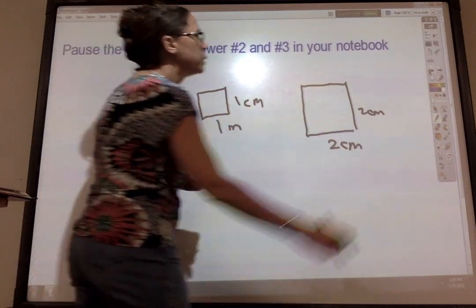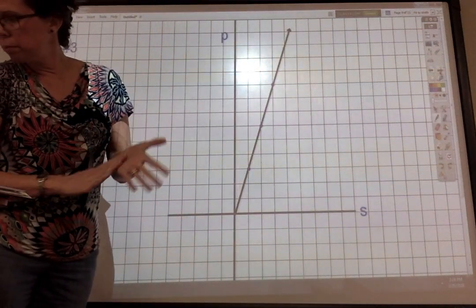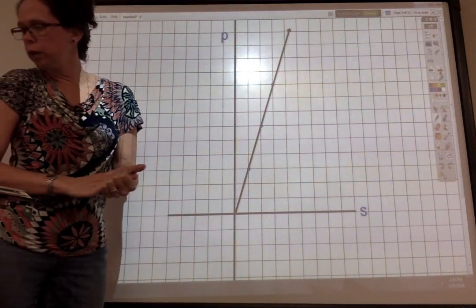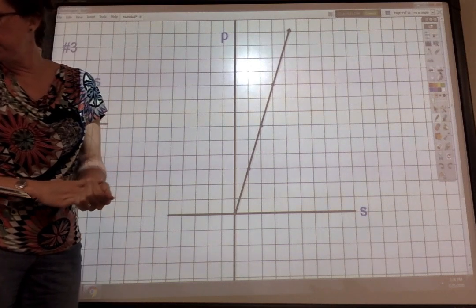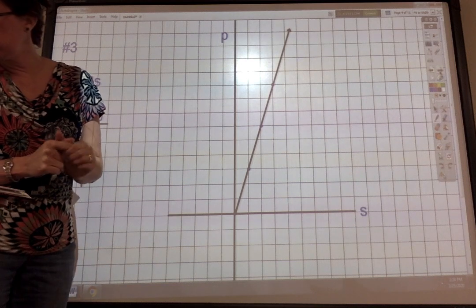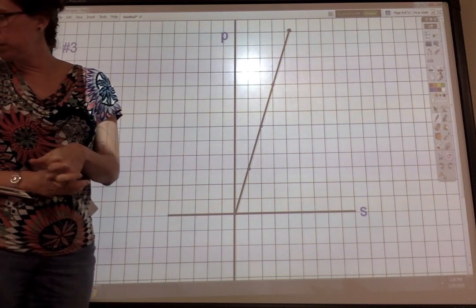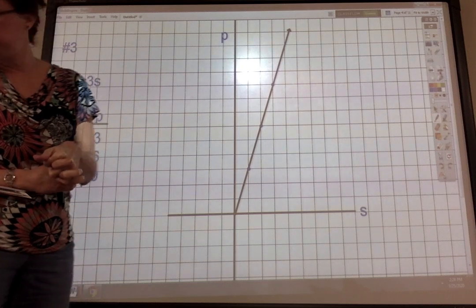Okay? Now, number 3. Number 3 says the relationship between the length of a side on an equilateral triangle and the perimeter is a function that can be graphed. Write the equation for the function using s for the side length, p for the perimeter, and then make a table of pairs for side length 1, 2, and 3, and then draw them on a graph.